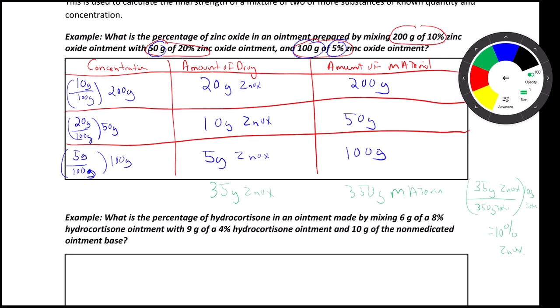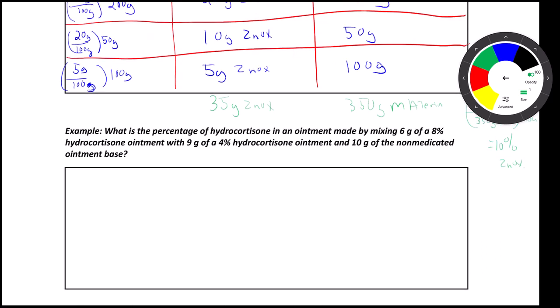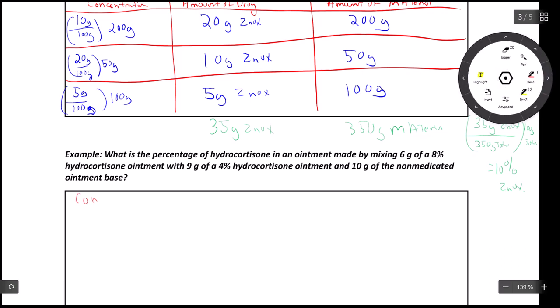Here's another example. What's the percentage of hydrocortisone if you mix 6 grams of an 8 with 9 grams of a 4 and 10 grams of non-medicated base? So here we're taking 3 things. One of them is just the base. There's no drug inside of it, but nothing changes. We do the same exact thing that we did above. We find out what the concentration is. We find out what is the amount of drug.